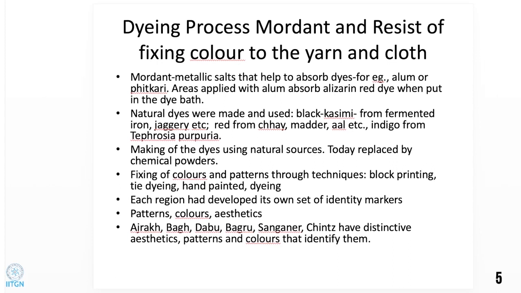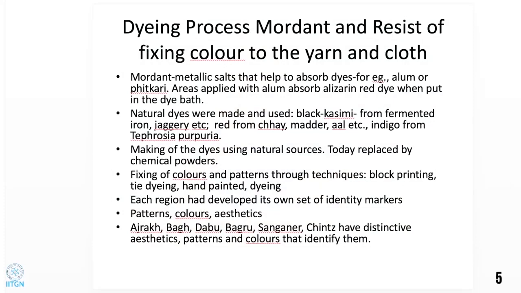Natural dyes were made and used, like black kasimi, including for a patola, which is made from fermented iron, jaggery, and waste iron, that is iron pieces that are lying around. Red comes from madder, al, etc. Indigo comes from Tephrosia purpurea and other varieties of that particular plant. Making of the dyes using natural resources, typically they are ground and boiled, and that is how they are made. Today replaced by chemical powders.